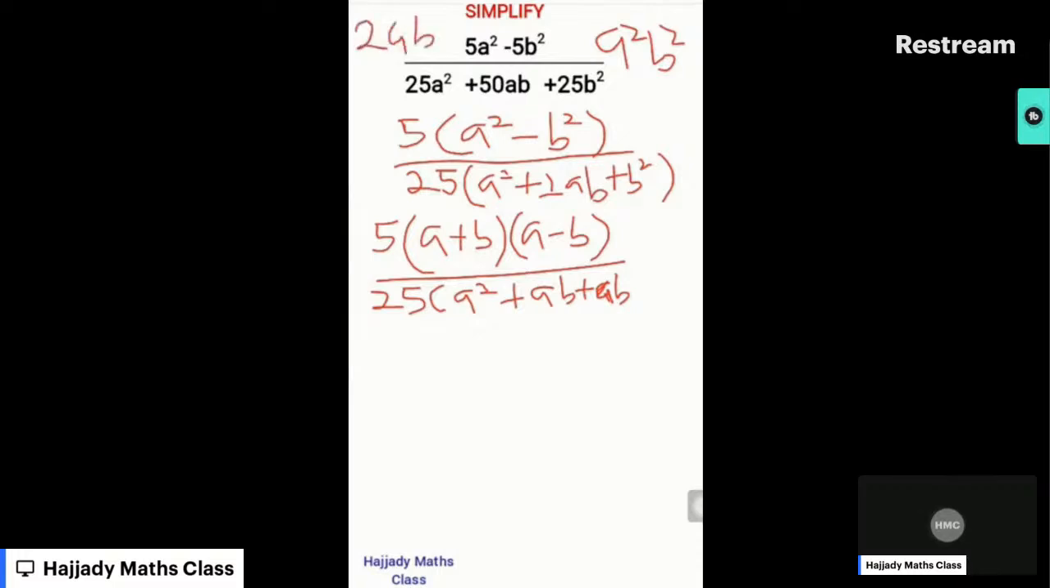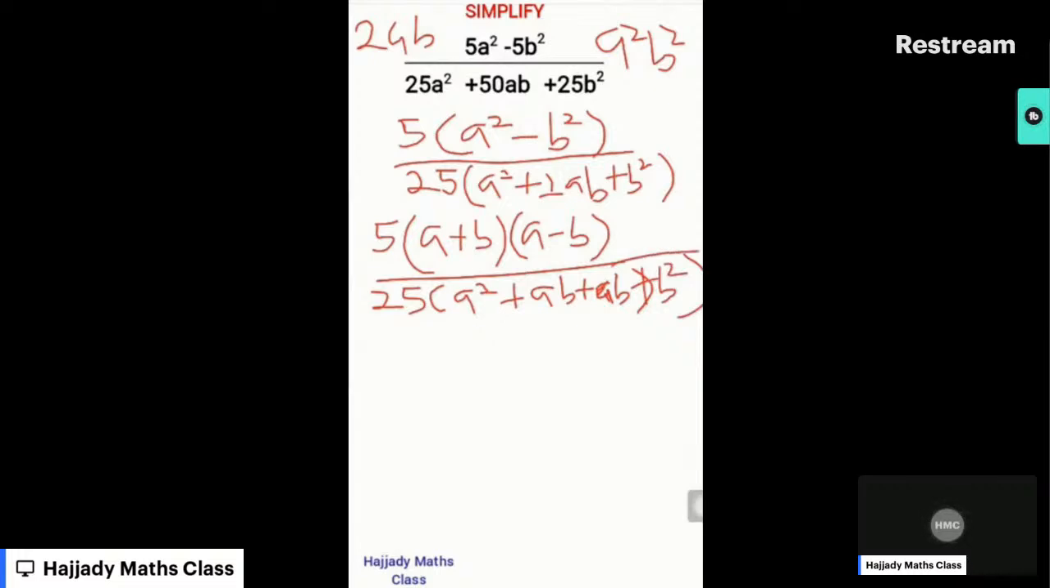And here we have 2ab. So now we are looking for two values such that when you multiply, you have the product of these two, and when you add, you have this. So here we are making use of ab and ab. ab plus ab gives 2ab. ab times ab gives what? a square b square. And we have plus b squared.